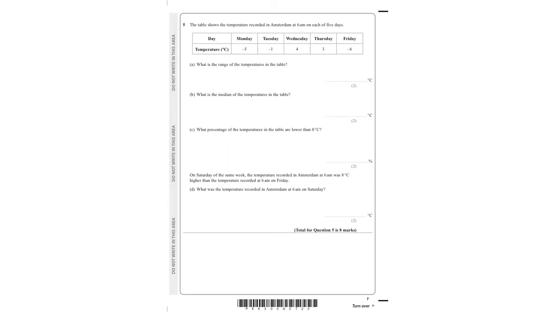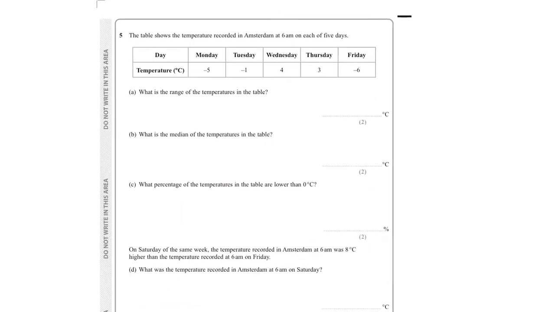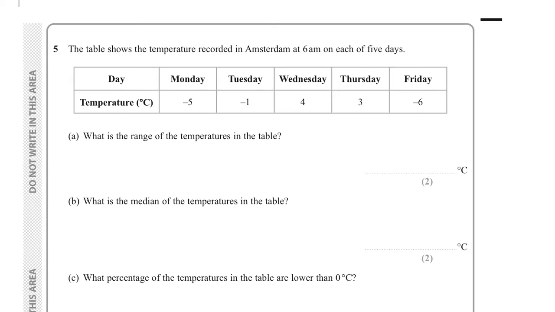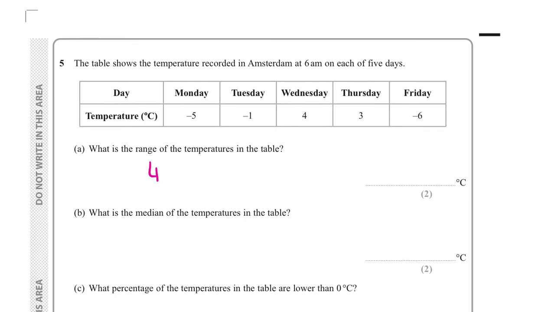Question 5. So here we go. The table shows the temperature recorded in Amsterdam at 6 a.m. on each of the 5 days. What is the range of temperatures in the table? So what does range mean? The highest temperature minus the lowest. So what is the highest temperature here? The highest temperature is 4, because that's the warmest, isn't it? So the highest is 4. Minus the lowest, what's the coldest temperature? Minus 6. What's 4 minus 6? 10. So the range of temperatures is 10 degrees.